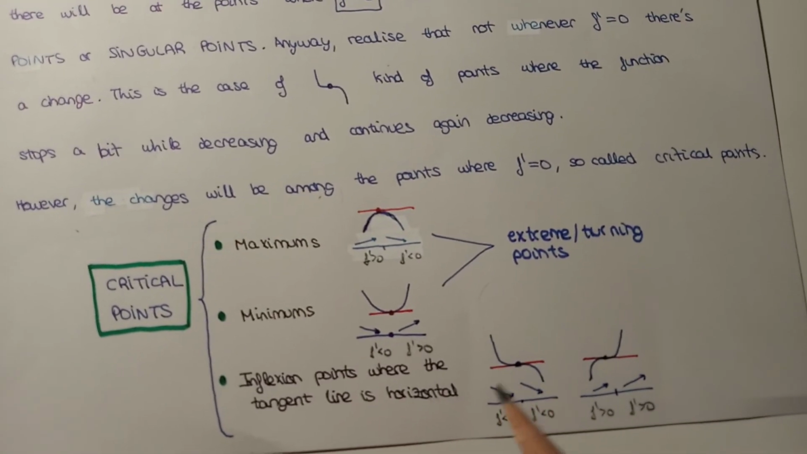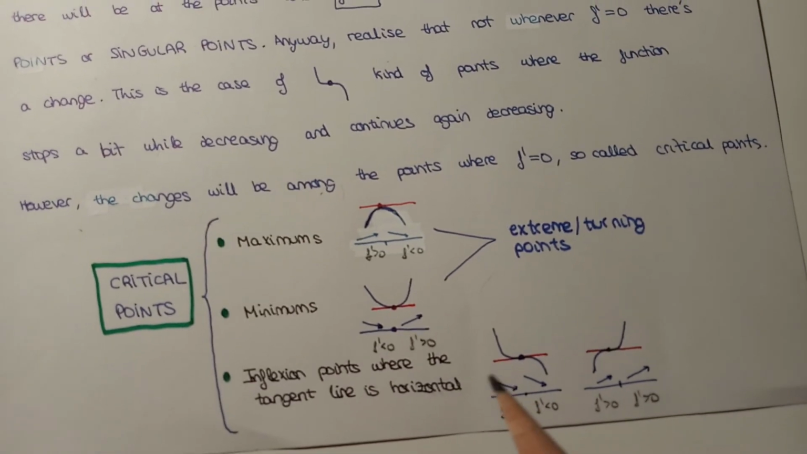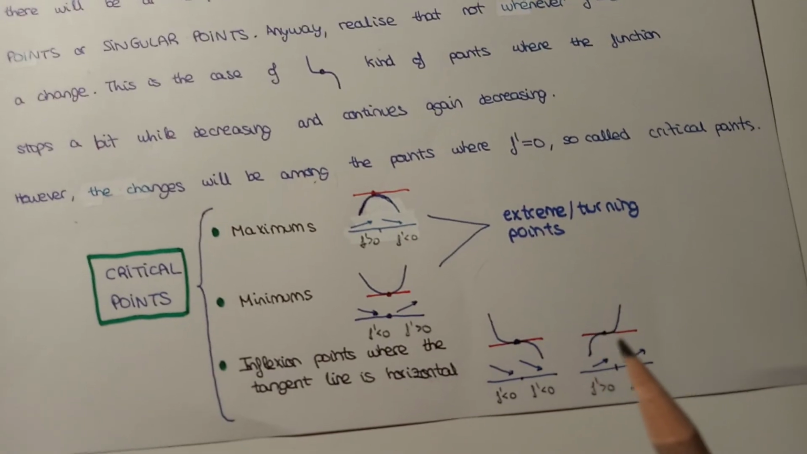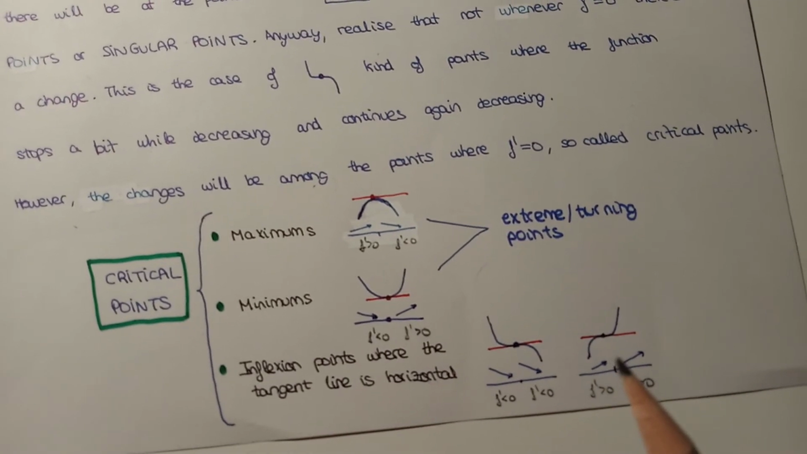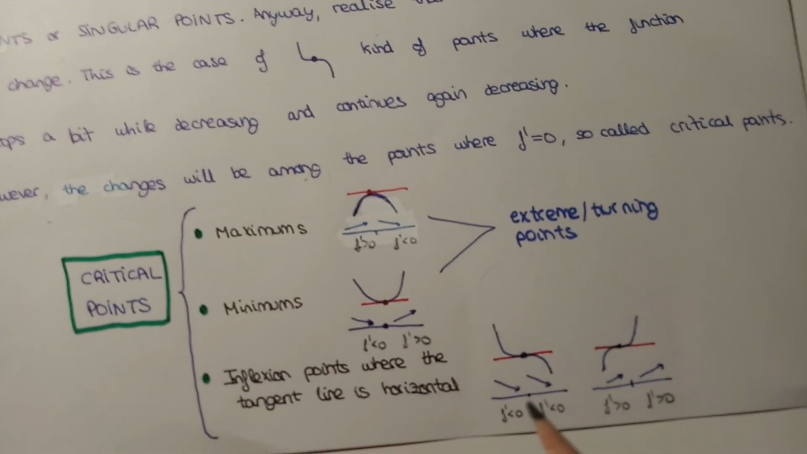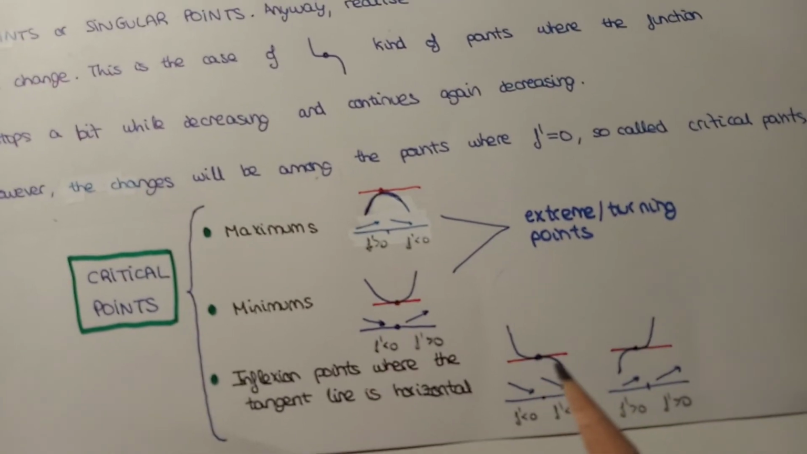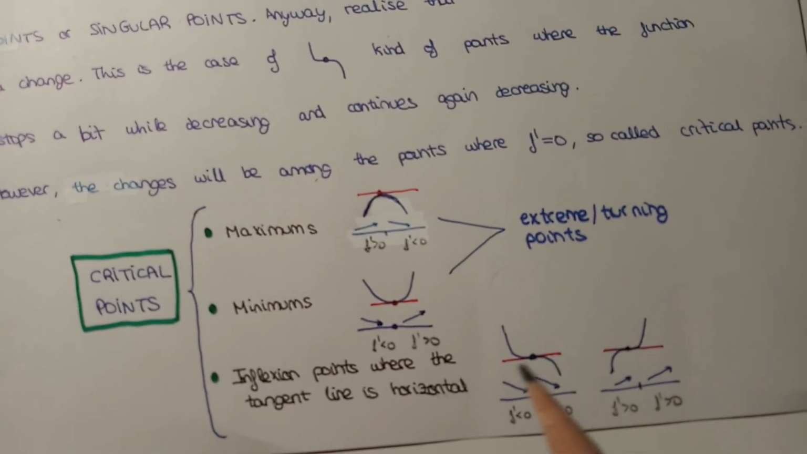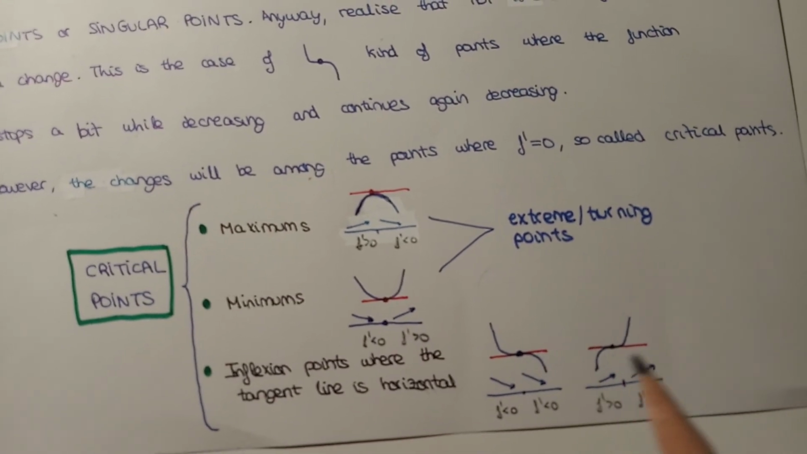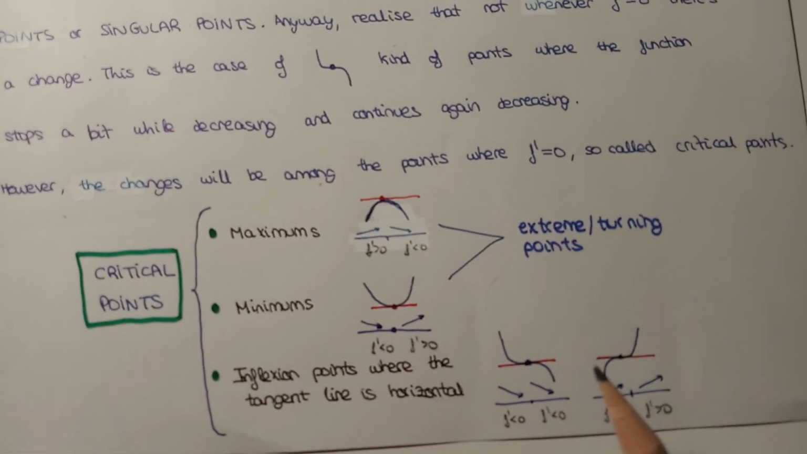There could be a stop while the function is decreasing and it continues decreasing, or a stop while the function is increasing and it again continues increasing. I've drawn the tangent lines, and as you see, they're horizontal. That's why at these points the derivative is also 0. So they're critical points even though there's not a real change.